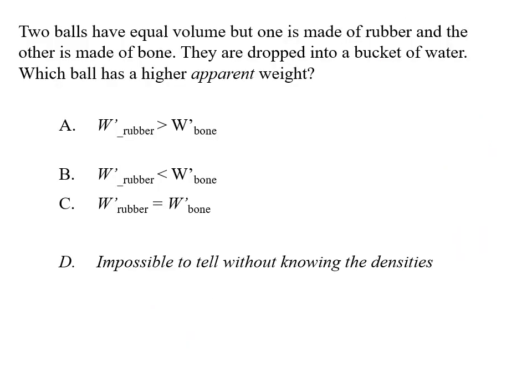Ball has a higher apparent weight. And the answer to this one is that we simply don't have enough information because we haven't been told the densities of the rubber and the bone. So you might try to make a guess, but it's actually impossible to tell in this particular situation.